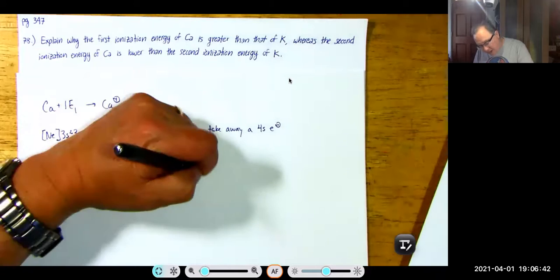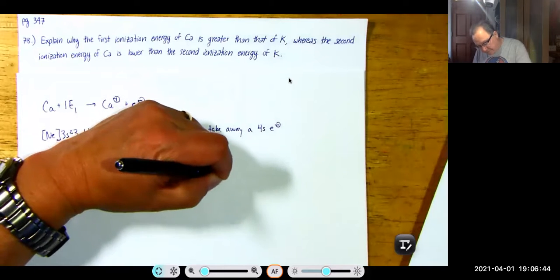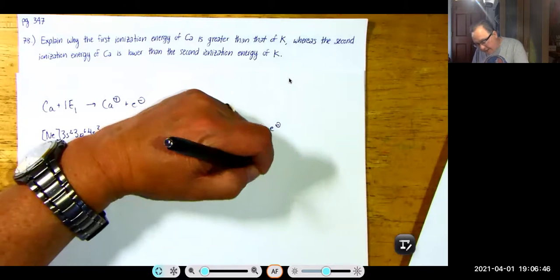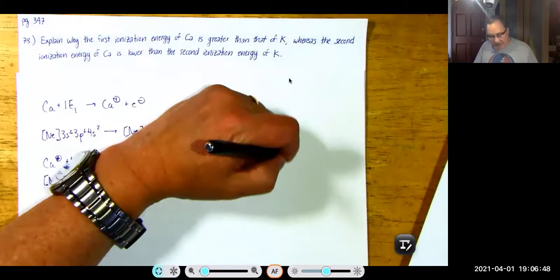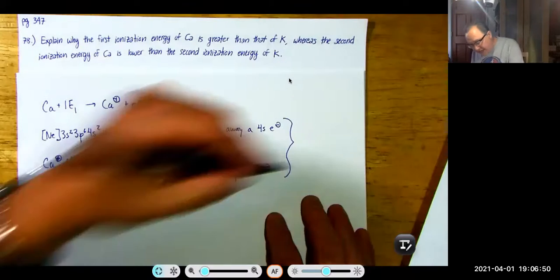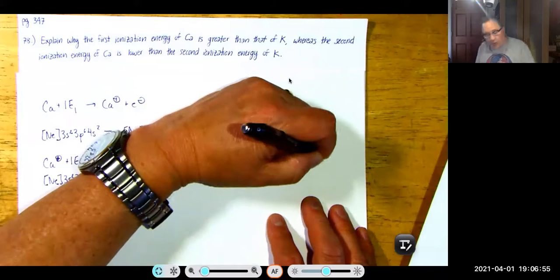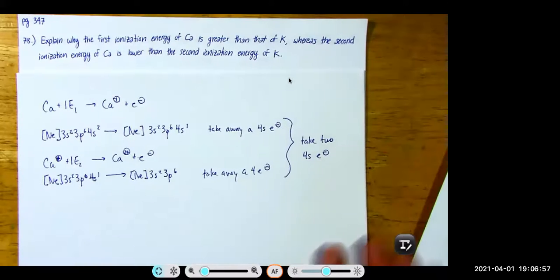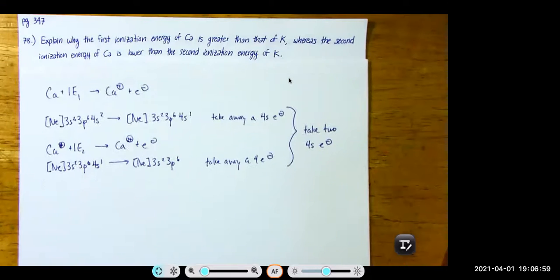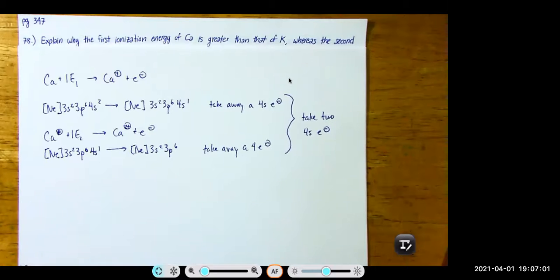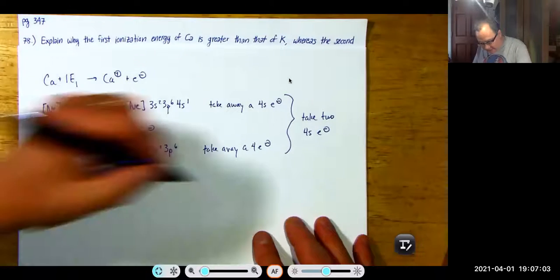So we're going to take away a 4s electron. And this is what you were getting at. You were saying overall, we take 2 4s electrons. That's what you were getting at, correct? Yeah, I just got confused because I forgot where we were at. Yes, we started off with 4s2. I just want to do one at a time.